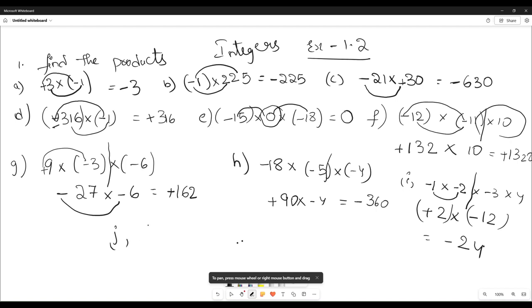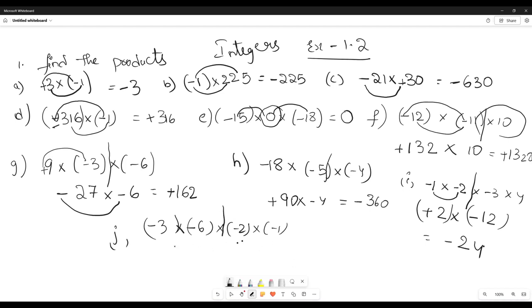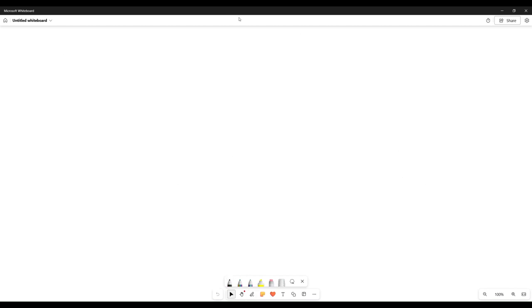The tenth sum. Minus 3 into minus 6 into minus 2 into minus 1. Again it is 4 numbers. We'll make it into two parts. 3 6s are 18. Minus into minus is plus. 2 ones are 2. Minus into minus is plus. Both are positive, so it is always positive. 2 18s are 36. I hope you understand this. Let's move to the second sum.